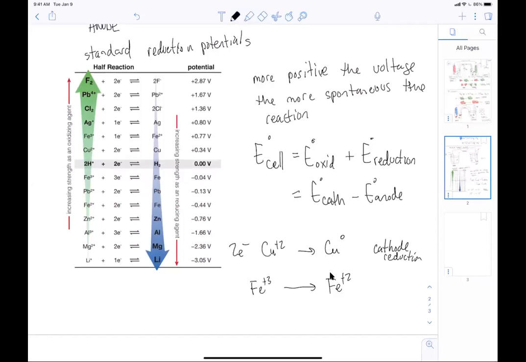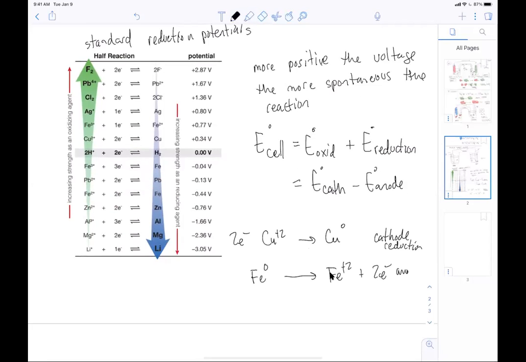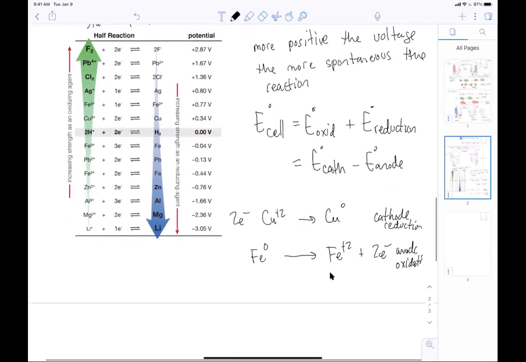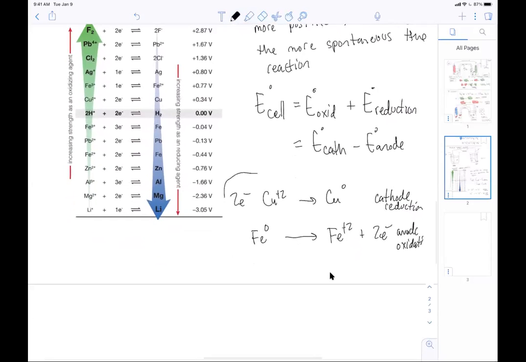Oh wait, no, we're going to iron 0. Let's say I'm taking iron 0 now and I'm oxidizing it to iron plus 2. I want this to be my anode reaction. That's my oxidation. Is this going to happen? Like, will this happen spontaneously? So will I measure a positive voltage if I set that cell up?